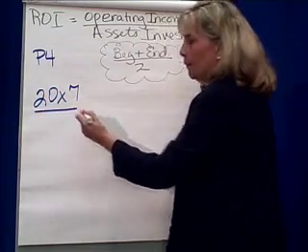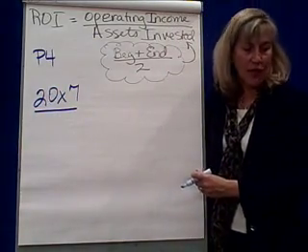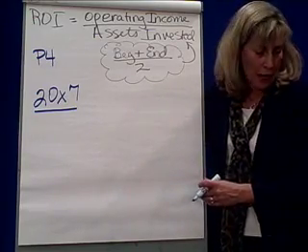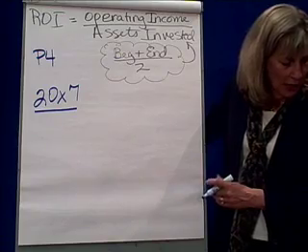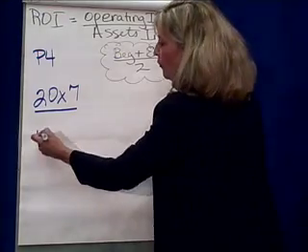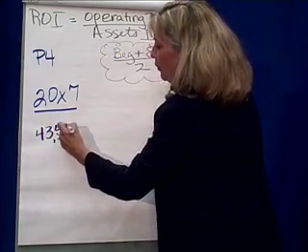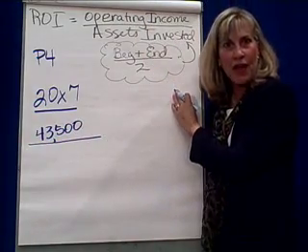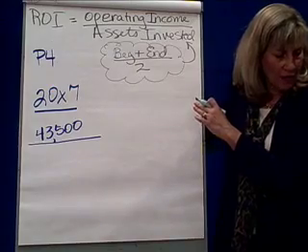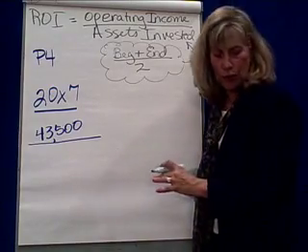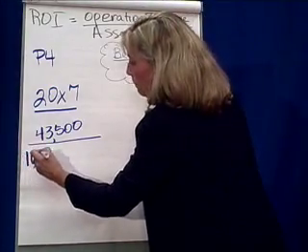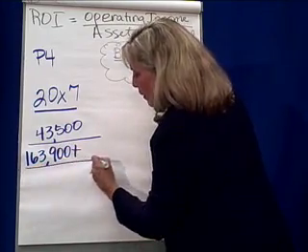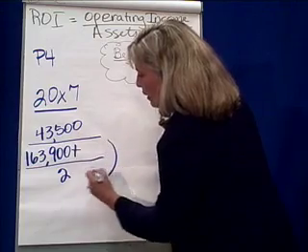Let's start with 2000X7. In 2000X7, if I want to find the operating income, I'd go to the income statement, wouldn't I? And the operating income is $43,500. And now how I find my assets invested is I'm going to take my assets at the end of the year, which is $163,900, plus the assets at the beginning of the year, and divide by 2.